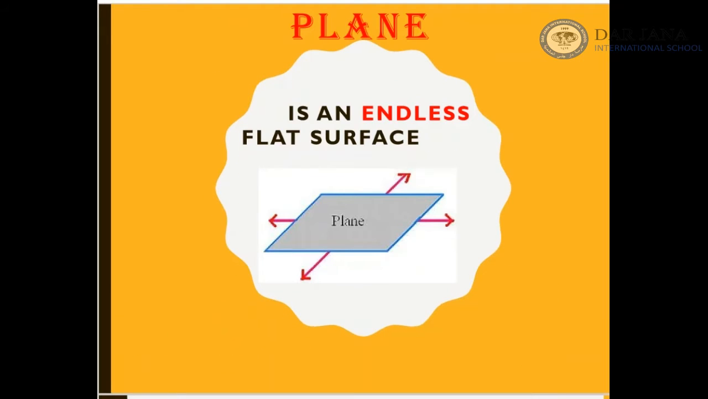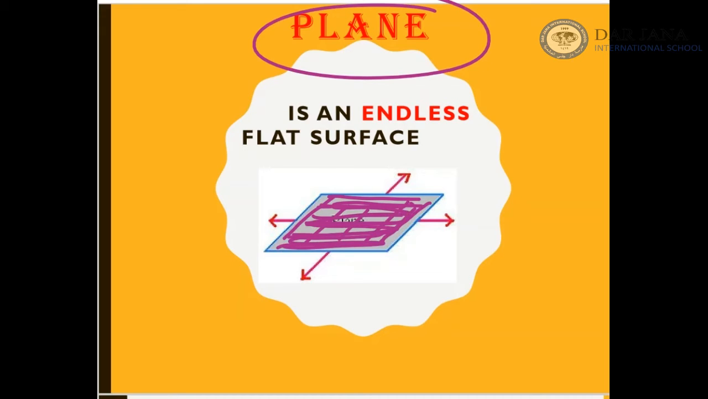Now I'm going to talk about a plane. What do I mean by a plane? It is endless. It doesn't end. It's an endless flat surface. Here, do you see this? This is my flat surface, all of it. So it's an endless flat surface. What do I call it?